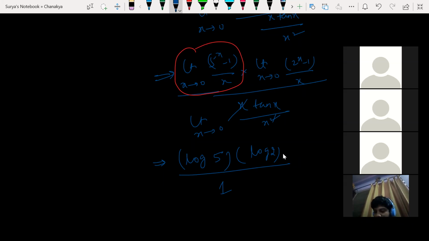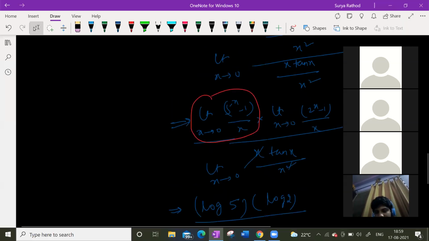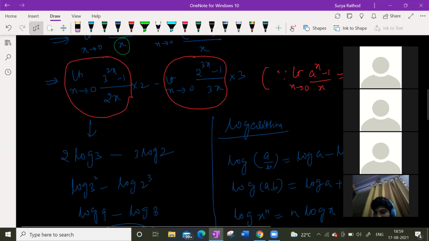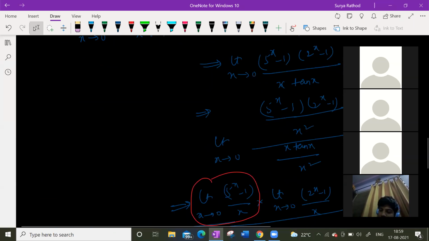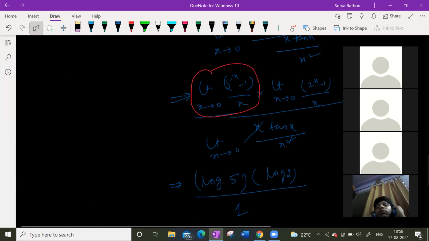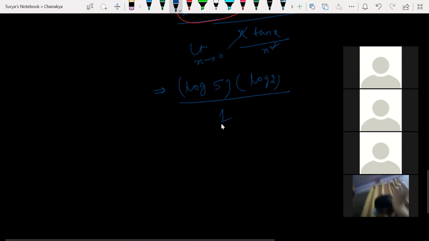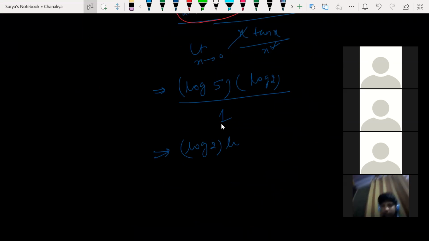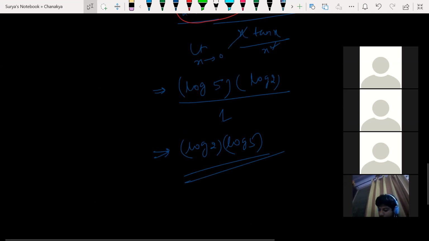Sir, can't we write it as the first formula? Which formula? Limit x tends to 0, e power x minus 1. If we have e, then only we can. If we don't have e, we cannot write that. Okay. So now look at this here. This can be written as what now? Log 2 into log 5. This is the answer. Clear? Done?